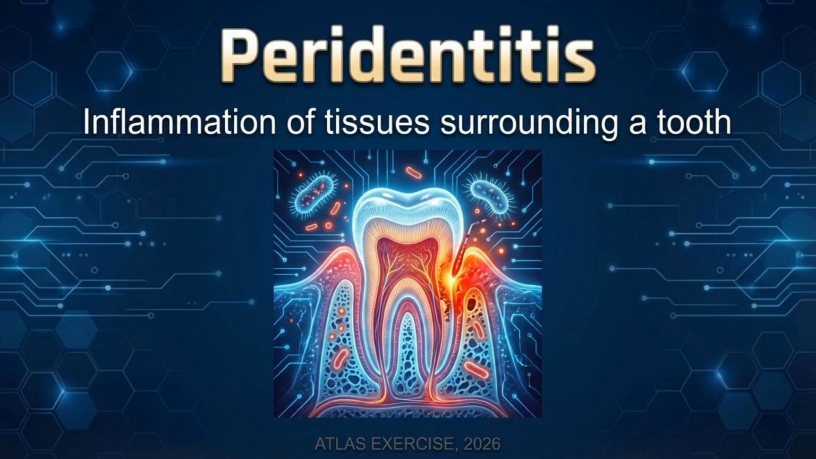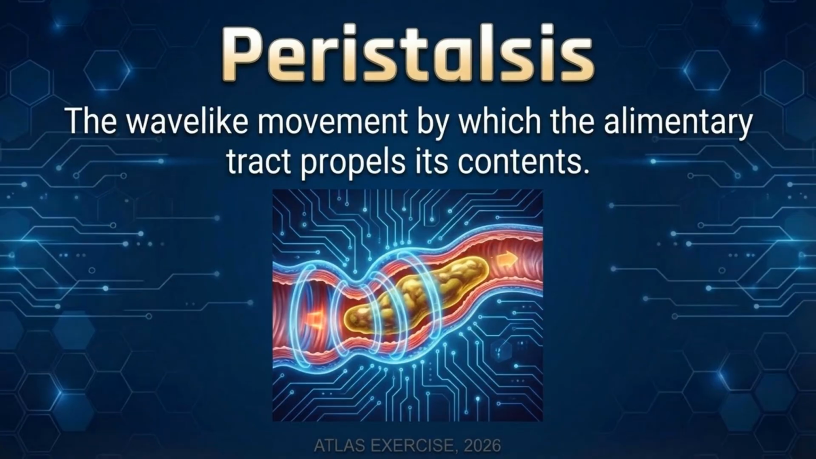Periodontitis refers to the inflammation of tissues surrounding a tooth. Periodontitis. Definition: a severe gum infection that damages gums and bone-supporting teeth. Examples: bleeding gums, loose teeth. Facts: periodontitis is a leading cause of adult tooth loss worldwide.